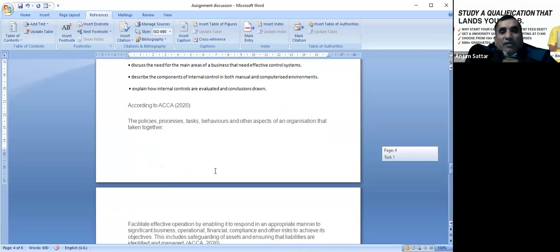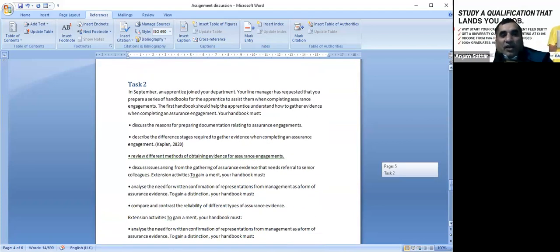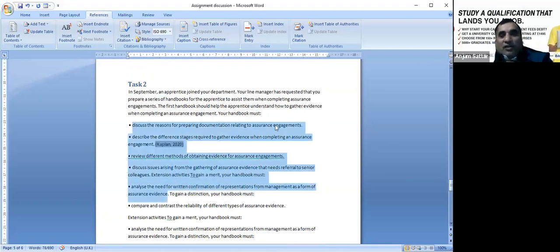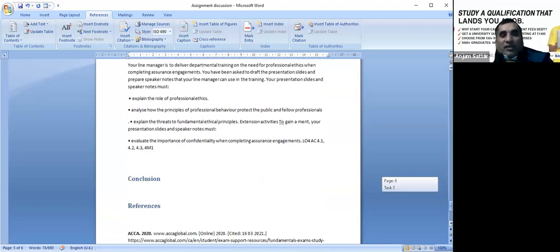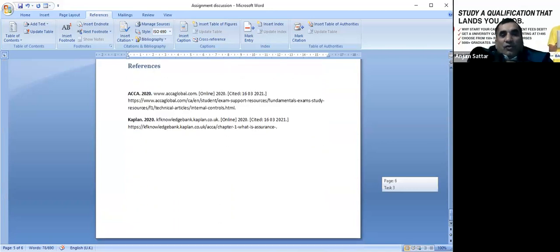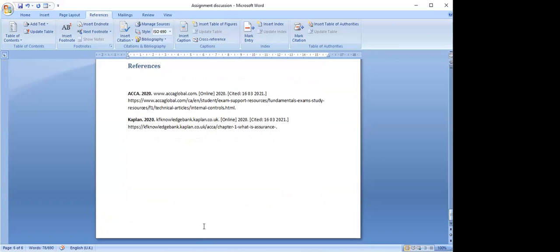Like here, you can find ACCA articles. If you Google, say, ACCA article on assurance, you can find them. Then for task 2 and so on, we included all the headings, and I gave you all the templates as well. Okay, so please do so. If you have questions, you can ask, otherwise we'll stop here.